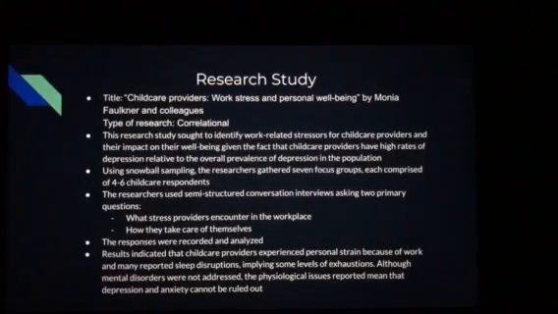So the research study that I decided to do was called Childcare Providers, Work Stress, and Personal Well-Being by Monica Faulkner. The type of research was correlational. This research study sought to identify work-related stressors for childcare providers and their impact on their well-being, given the fact that childcare providers have high rates of depression relative to the overall prevalence of depression in the population. Using snowball sampling, the researchers gathered 7 focus groups, each comprised of 4 to 6 childcare respondents.